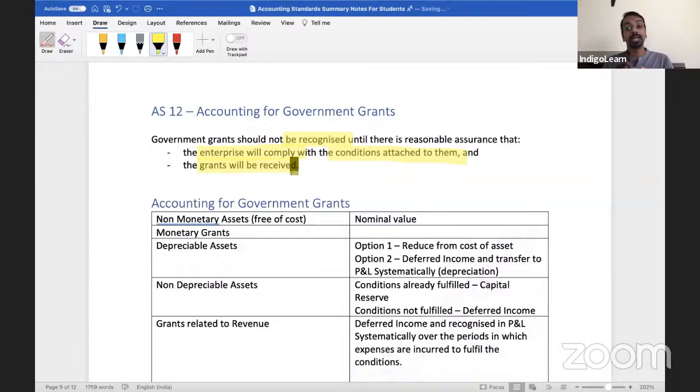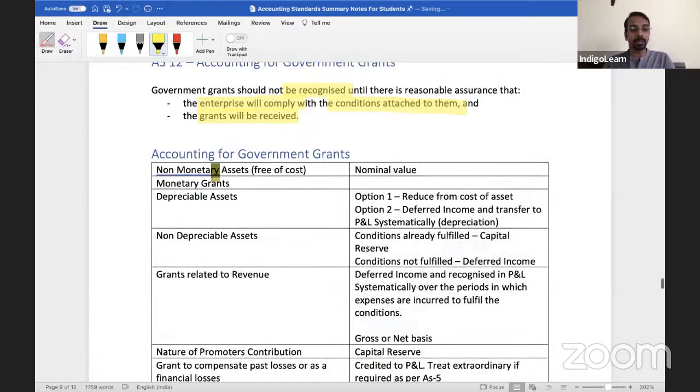Now, once the recognition criteria is met, next is obviously accounting. Now, accounting can be bucketed into multiple aspects. One is non-monetary asset, non-monetary asset given free of cost. We just now understood the example of non-monetary asset. If any non-monetary asset is given free of cost, then it has to be accounted for at nominal value.